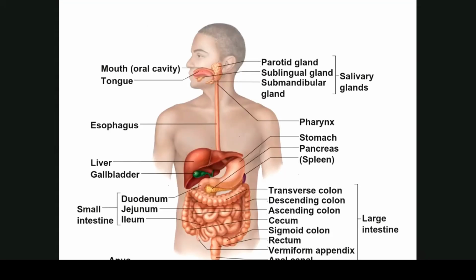And here we have a picture of the general gut. You can see your mouth and tongue, and here's your salivary glands: parotid gland, sublingual, submandibular gland, your pharynx, this is your esophagus, this is your liver, gallbladder, stomach. The pancreas is this little yellowy tissue here.